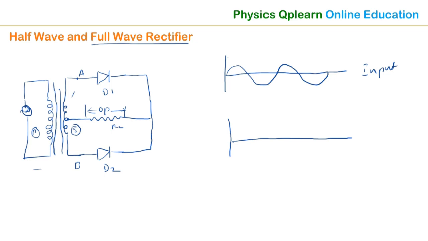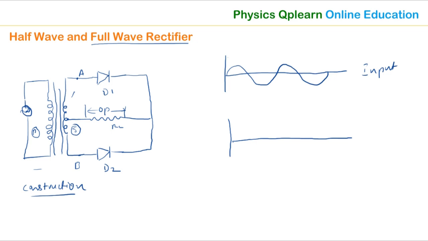Listen carefully. First is the construction, how we have to construct it. The primary coil of the center tapped transformer is connected to the AC source, and the secondary coil of the center tapped transformer is connected to the two diodes D1 and D2. The output is taken at the center tap of the transformer, as shown in the figure. That is the construction, in three points.